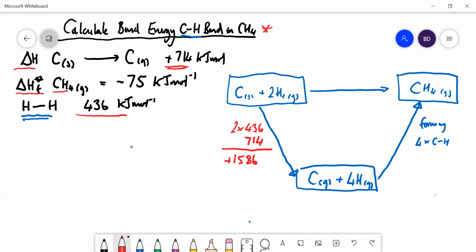This is what we've got to try and find out. So let's call the C-H bond X. So I'm going to rub that out, and it's going to be 4X, and it's going to be a minus number because we are forming those bonds. And do we know what this value is here? Well, we do know that that is the enthalpy of formation of methane, which they're giving us. It's minus 75.